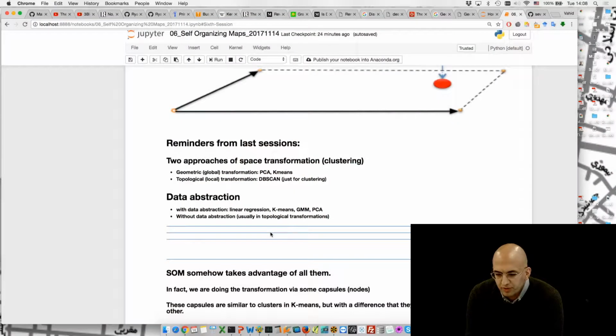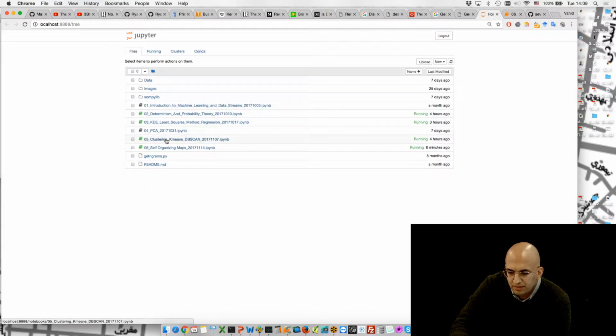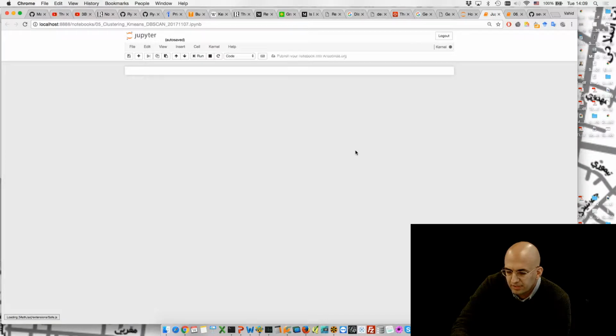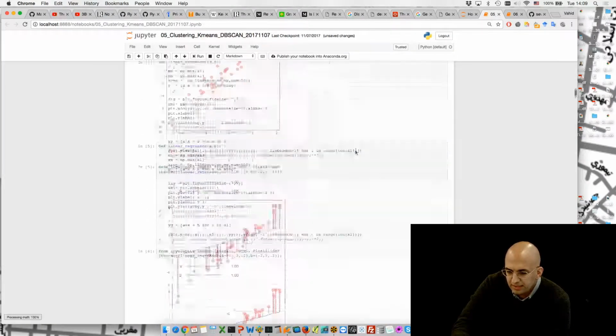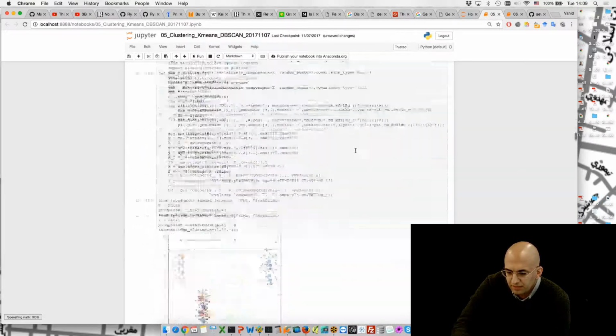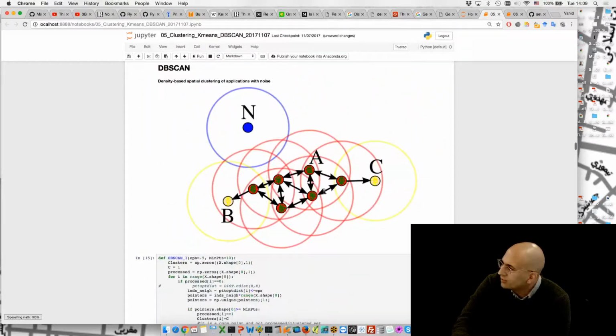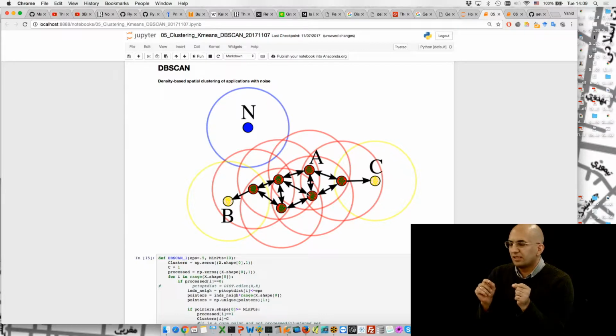Just a reminder from last sessions that I already told you: in principle, in terms of transformation, we have geometric or global transformations, and then we have this idea of topological transformation, like DBSCAN, if you remember. I don't know if you remember it or not. It was in the last session. For example, k-means is a kind of global one, but in DBSCAN, you try to look at the similarity of the data points.